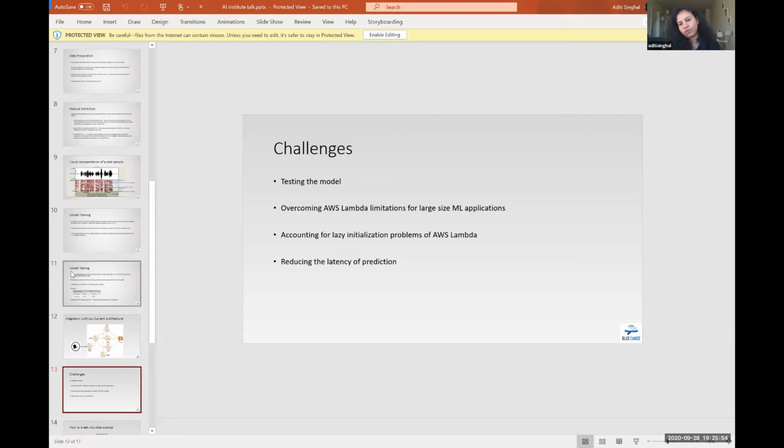The other limitation of Lambda, like I mentioned, is the lazy initialization problem. If a Lambda function has been at rest for about 2 to 3 hours, it will take some time to warm up. So we introduced another Lambda function called a warmer function, which would just ping all other Lambda functions every 5 minutes to ensure they're always in a working state. Oh, okay. Yeah, thanks. That answers my question.